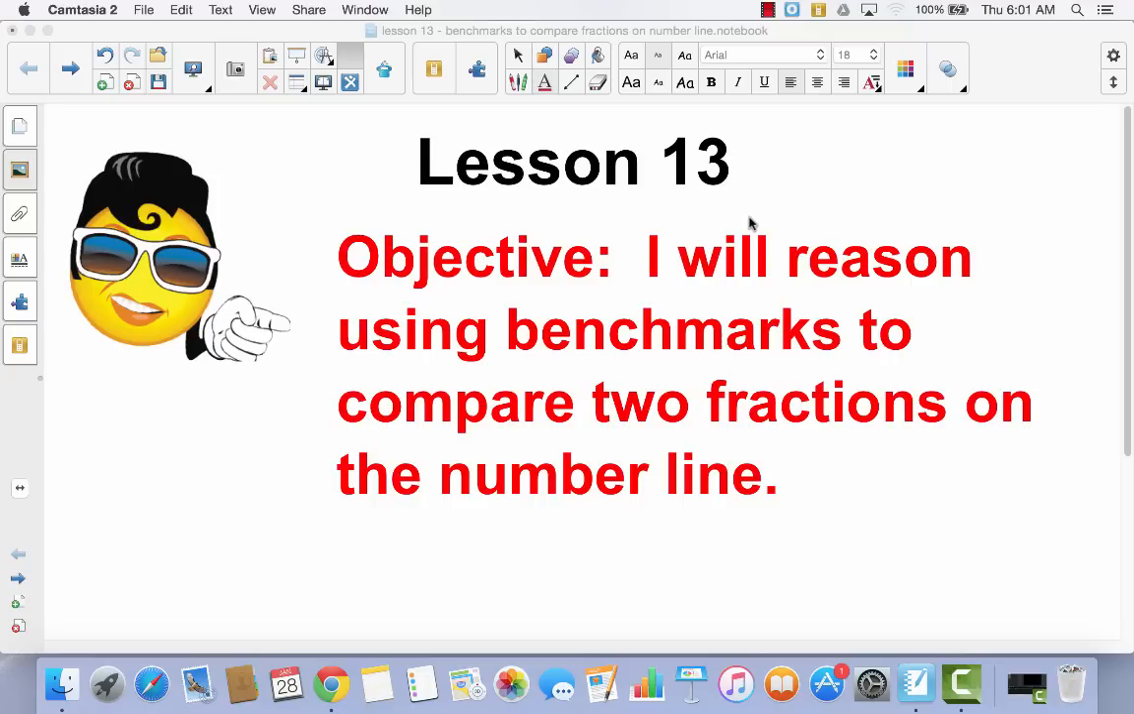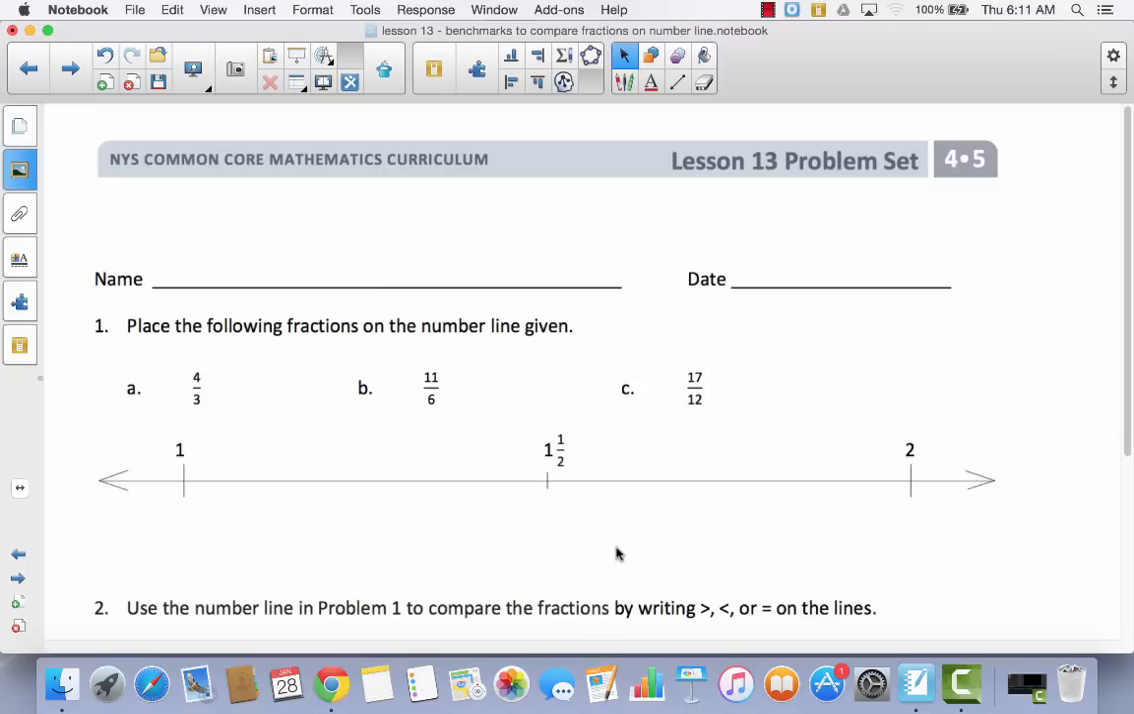The only difference is in Lesson 12, we used the benchmarks 0, half, and 1. And in this lesson, we're going to use the benchmarks 0, 1, and 2. So we're actually going to be looking at some fractions that are greater than 1 today. All right, so let's go ahead and take a look at our problem set.